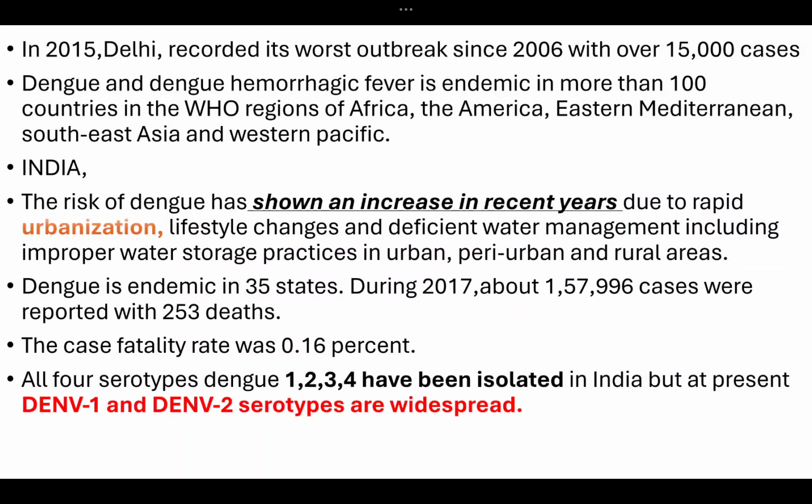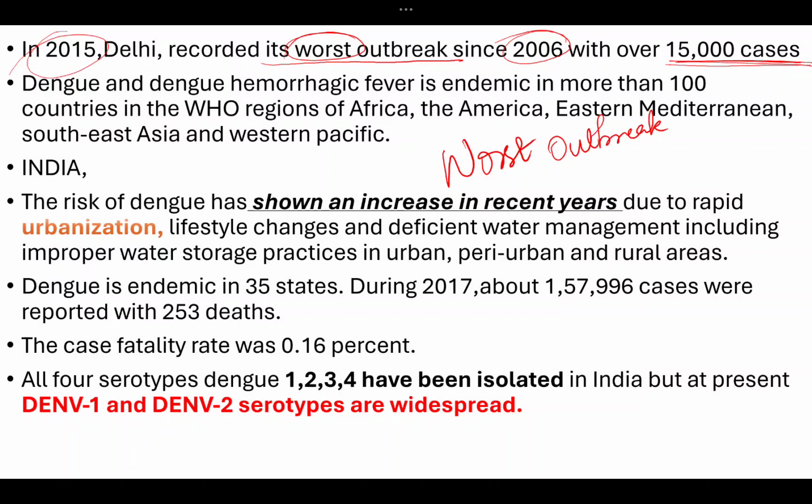Now we'll move further. In 2015, Delhi recorded its worst outbreak since 2006, with 15,000 cases. The worst outbreak was seen in Delhi in the year 2015, and the number of cases was 15,000.